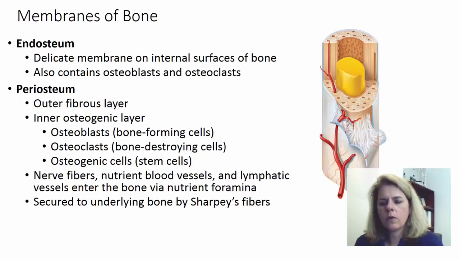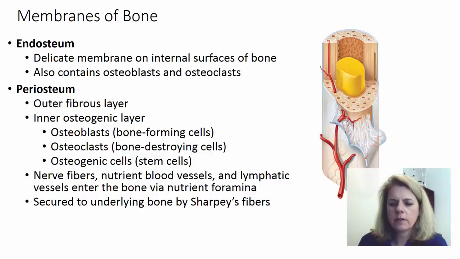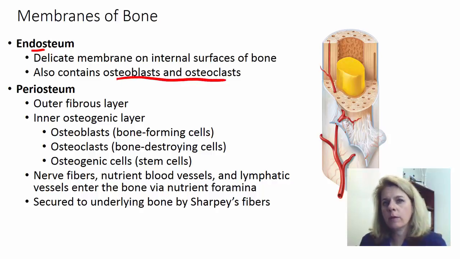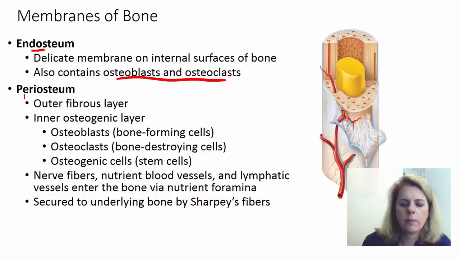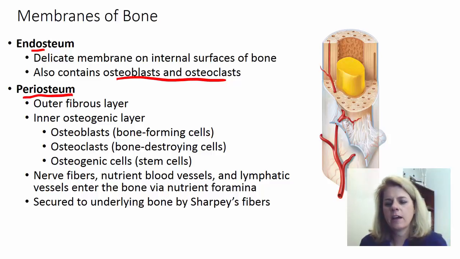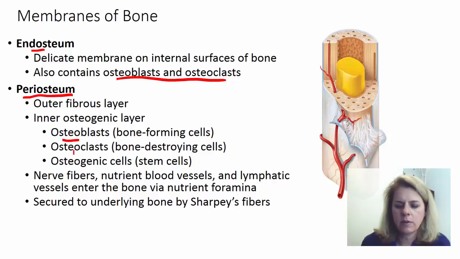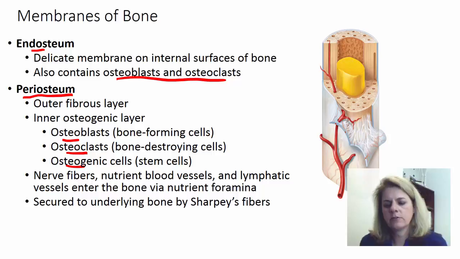Now, what are the purposes of these membranes? The endosteum is the internal surface of the bone, and it has osteoclasts and osteoblasts. So you have your bone builders and bone breaker-downers. Do you remember which one's which? Osteoblasts build, osteoclasts break down. You have your periosteum, and that's the outside fibrous layer. And it also has osteoblasts and osteoclasts and osteogenic cells.